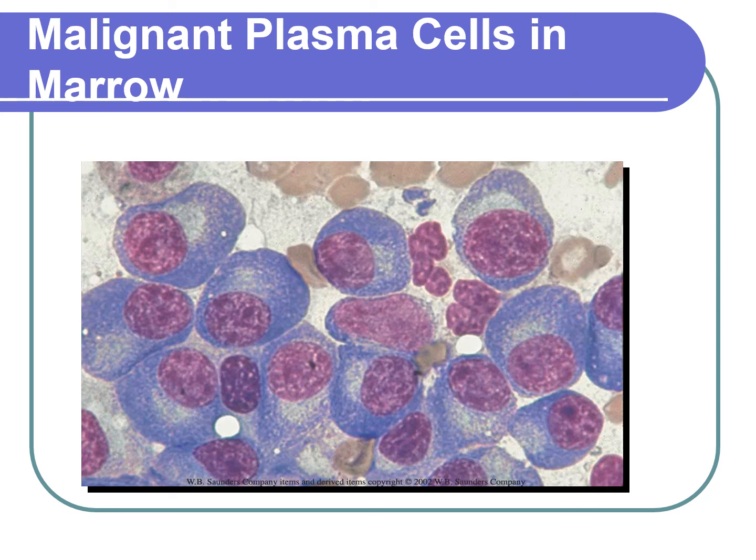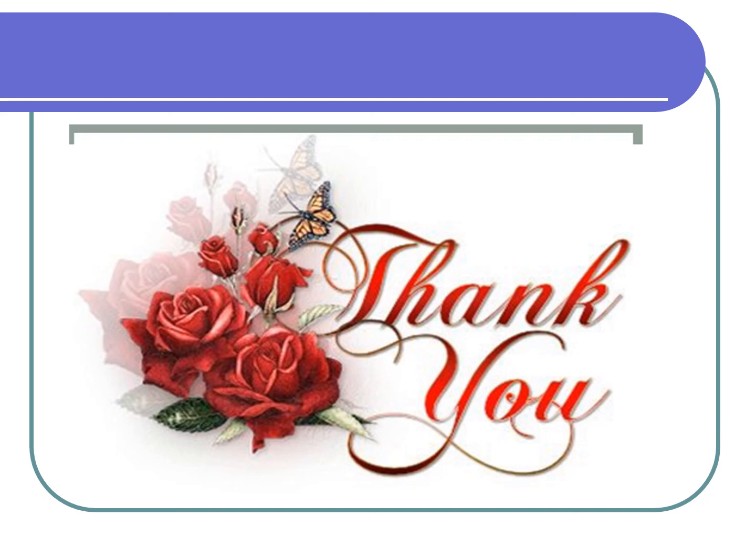This is how the plasma cells in the bone marrow of a patient with multiple myeloma look. They have the characteristic cartwheel appearance, with an eccentric nucleus, deep basophilic cytoplasm, and loss of the perinuclear halo, which is characteristic of abnormal plasma cells.